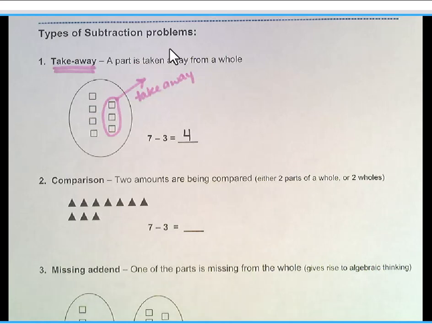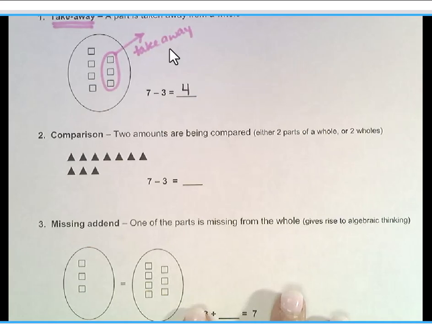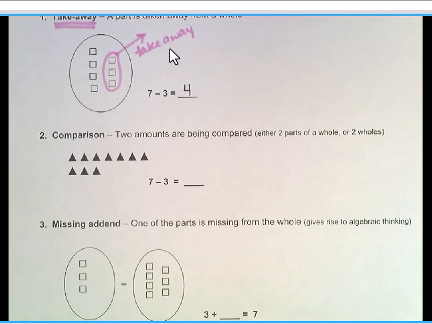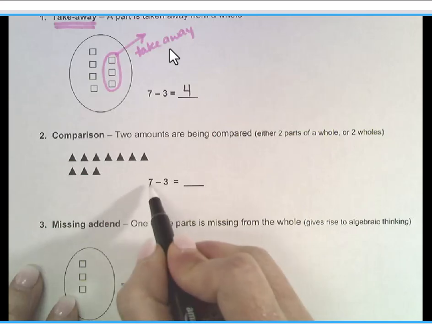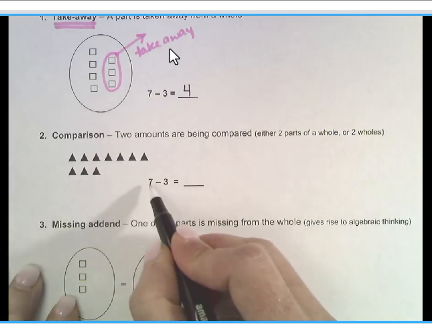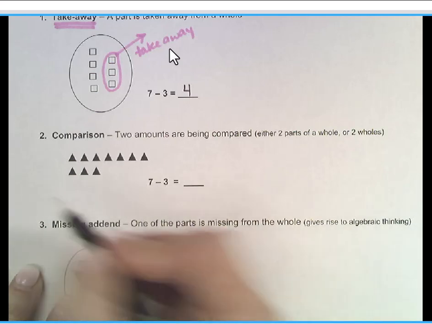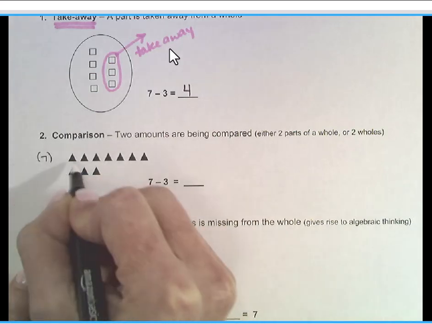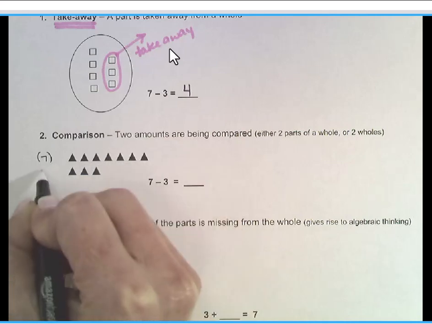To model comparison, that's when two amounts are being compared to each other, so either 2 parts or 2 wholes. And when you're comparing them, what you're comparing is the length, like how long they are. So if we wanted to do 7 minus 3 as a comparison model, we would be comparing how long is 7 versus how long is 3. So this is 7, I just did 7 little triangles. And then this is 3.